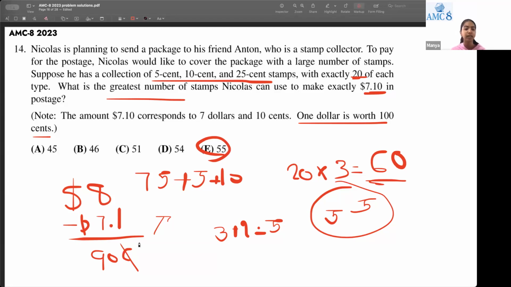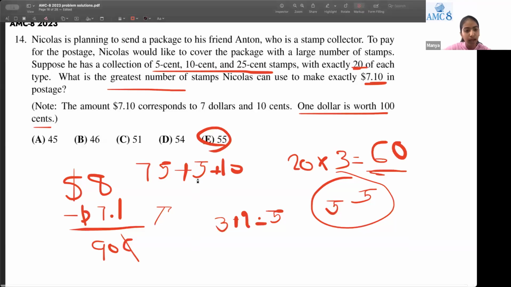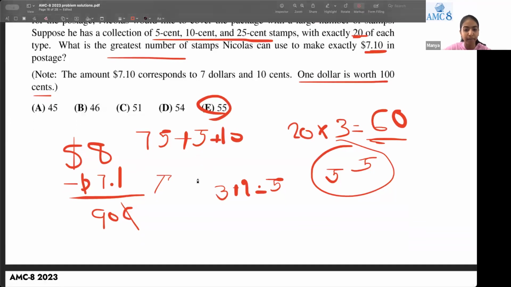But now it's asking for the greatest number of stamps that they can use. So we would have to use the least number of coins to make 90 cents so that we can use the other coins to make $7.10. And that's how we got our answer choice E.